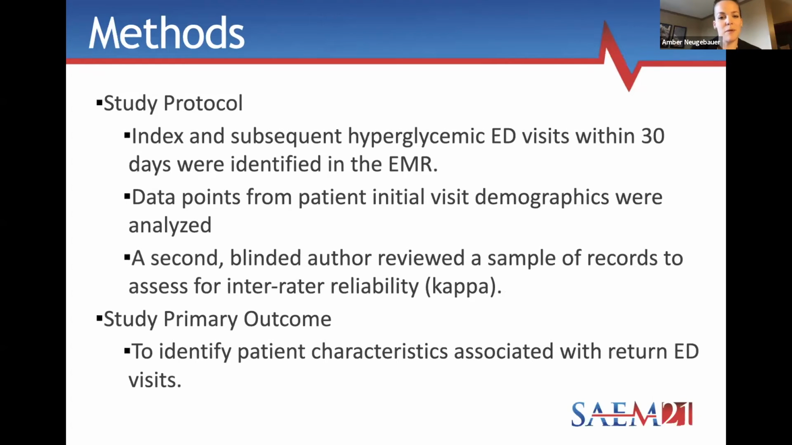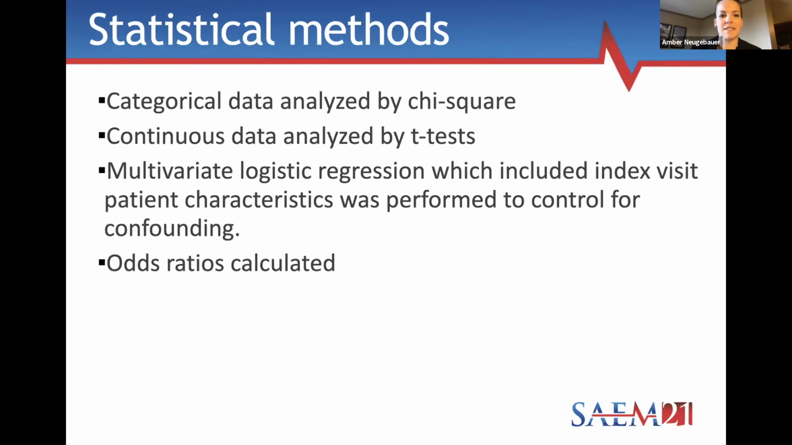Data points from the patient's initial visit demographics were analyzed, and a second blinded author reviewed a sample of records to assess for interrater reliability. The primary outcome of our study was to identify patient characteristics associated with these recurrent ED visits.